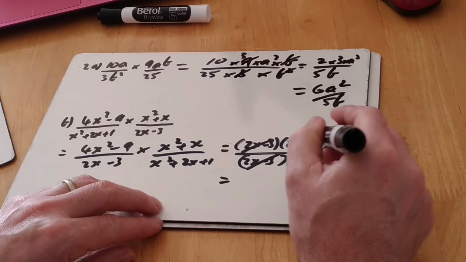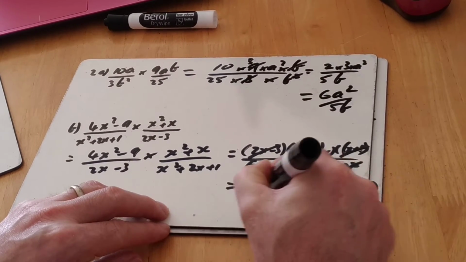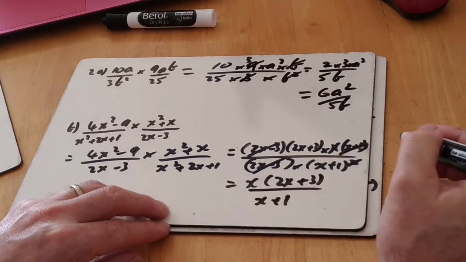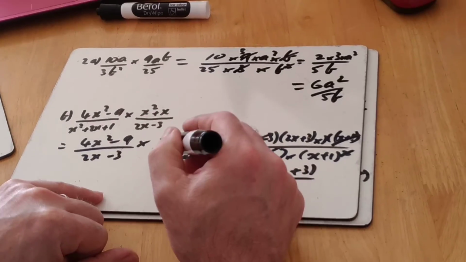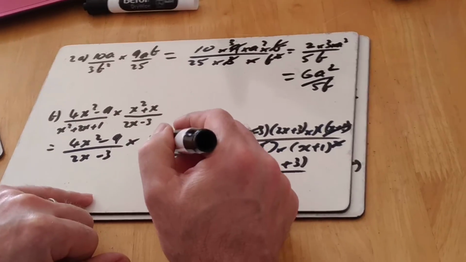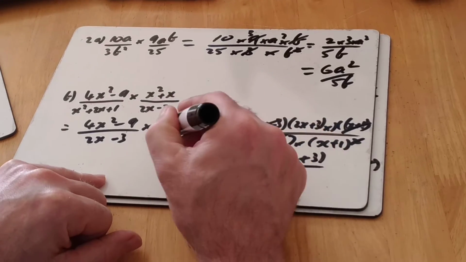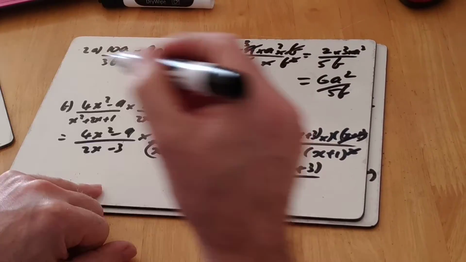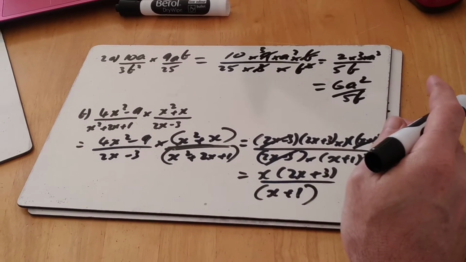I'm left with, let's be careful, x bracket 2x plus 3 on the top over x plus 1 on the bottom. Just remember as well, what's not in this question and this working here is the fact that your division line is a hidden bracket. It actually means that and that. So I don't have to put the bracket there, but it's there. Just be aware of that.